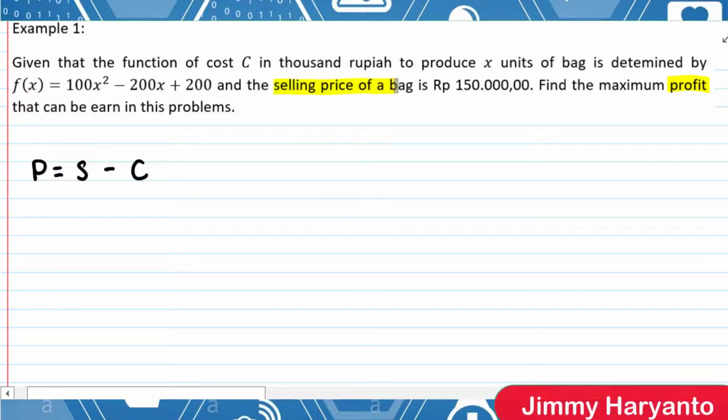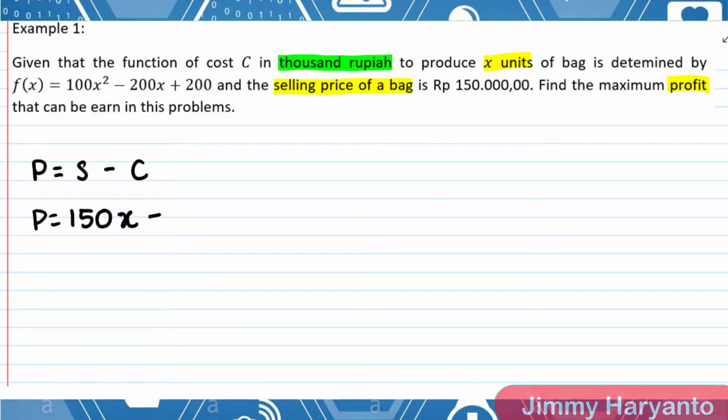The selling price is for one bag, and we are not selling only one, right? We are selling x units of the bag, so the selling price should be 150,000 rupiah times x, the number of bags we sold. Why x? Because we produce x units, that means we sold x units also. And why do I write only 150, not 150,000? Because the question wants you to use the function in 1000 rupiah minus the cost.